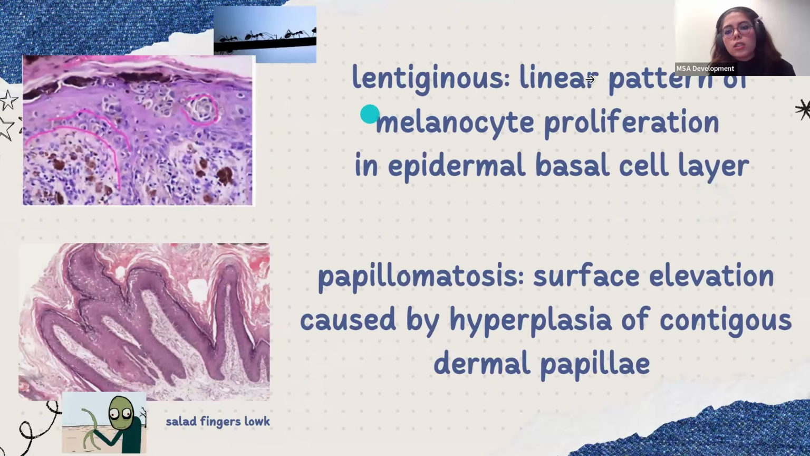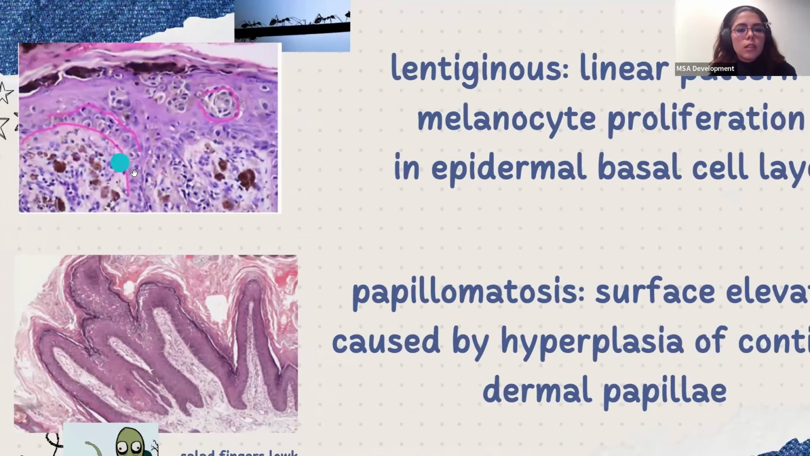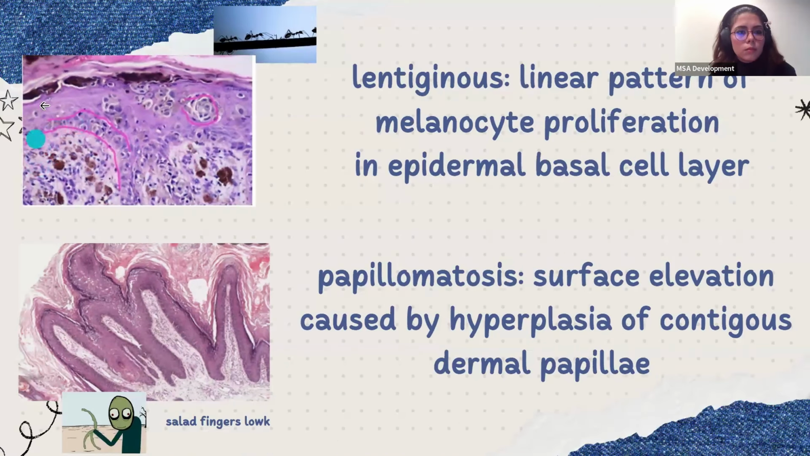Okay. Now, lentiginous, which is a linear pattern melanocyte proliferation in the epidermal basal layer. You would see this, again, not normal. Okay, you would see this as well. This is specifically, actually, wait, no, this is normal. This is not normal. Over here you would see melanocytes. There are too many of them when there shouldn't be. The way I think of it is ants. They're dark, they're brown and they remind me of melanocytes, and it's just a line of them.